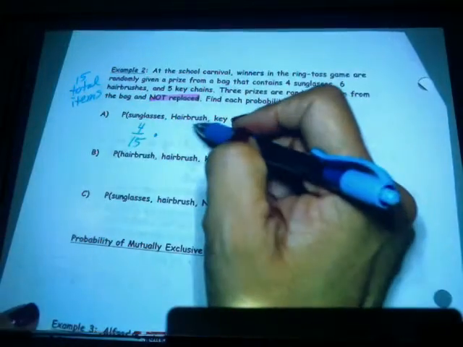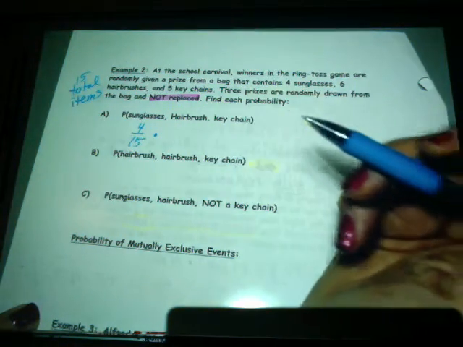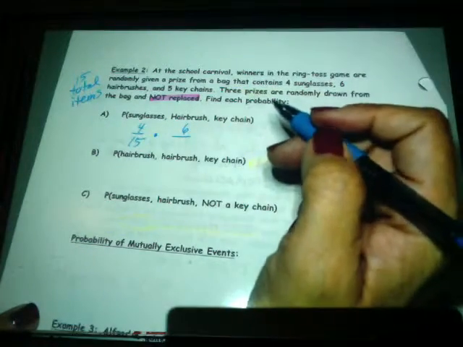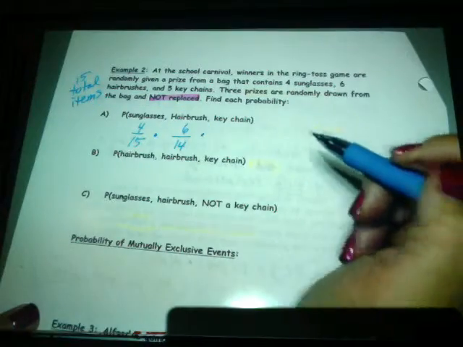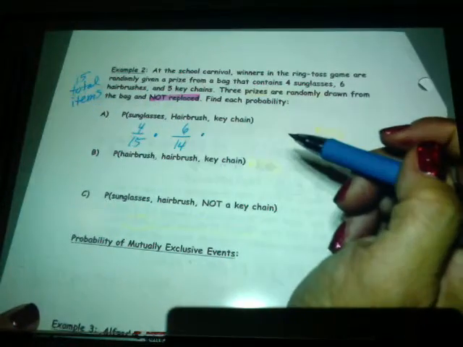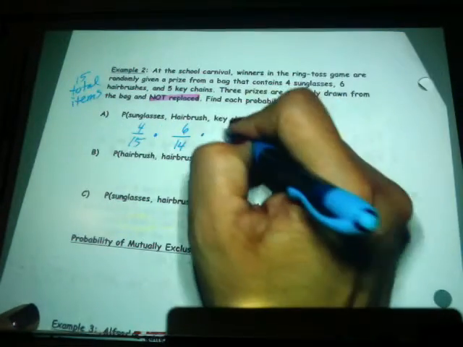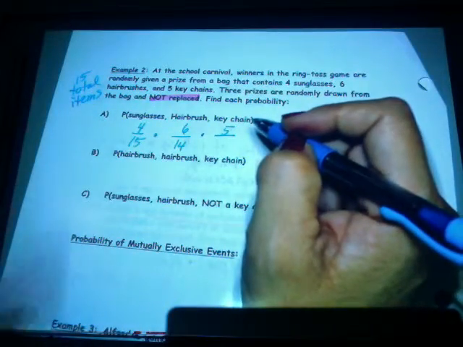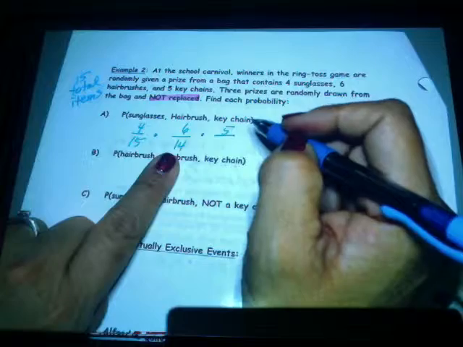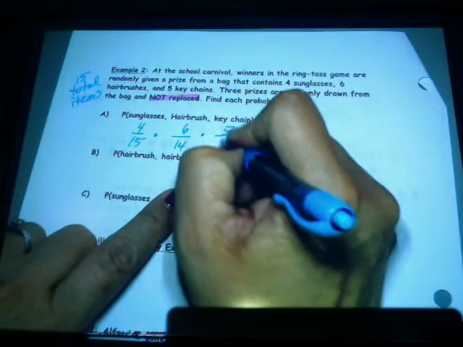So what's the probability of a hairbrush? How many hairbrushes are there now currently in the bag? 6 hairbrushes. Out of how many total items now in the bag? 14 items now in the bag because we lost one, right? How many keychains? There are 5 keychains because we haven't drawn any out, right? Out of how many items now in the bag? Because we now have a pair of sunglasses and a hairbrush that's outside the bag, so we now have 13.